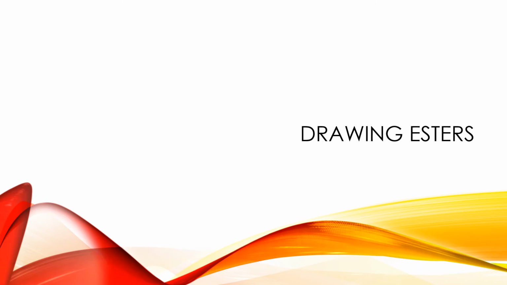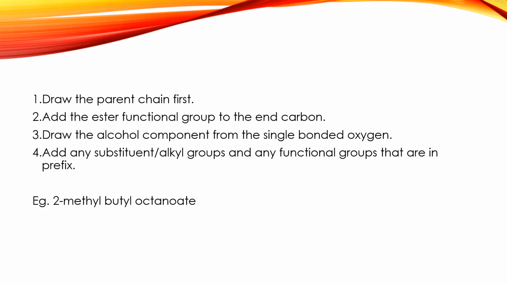Now we're going to have a go at drawing esters. We always start with the parent chain first, add the ester functional group at the end, and then draw the alcohol component from the single bonded oxygen. Then we add any substituent alkyl groups or any functional groups that are in the prefix. So this one's a little bit more complicated.